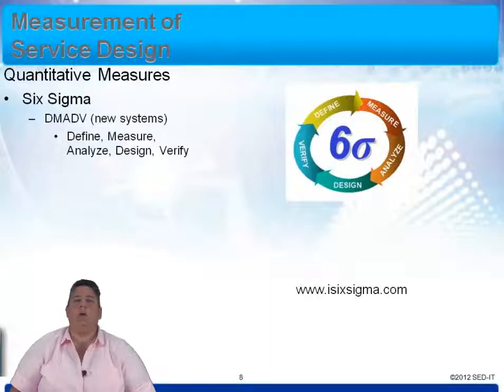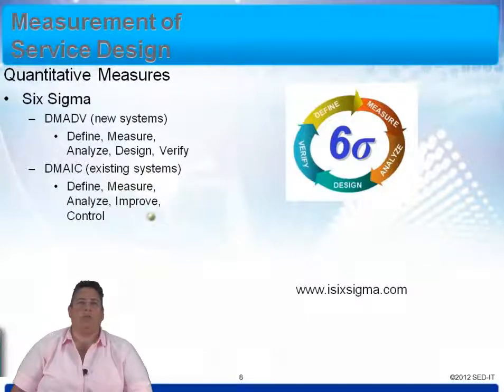The second quantitative measure is Six Sigma. We have 2 methods that we can deploy in terms of measurements. We have 2 sets of activities that will fulfill the Six Sigma philosophy. First, we have DMADV, which is applied to new systems and includes the activities of define, measure, analyze, design, and then verify. The second structure is DMAIC, which is define, measure, analyze, improve, and then control. DMAIC is used for existing systems.